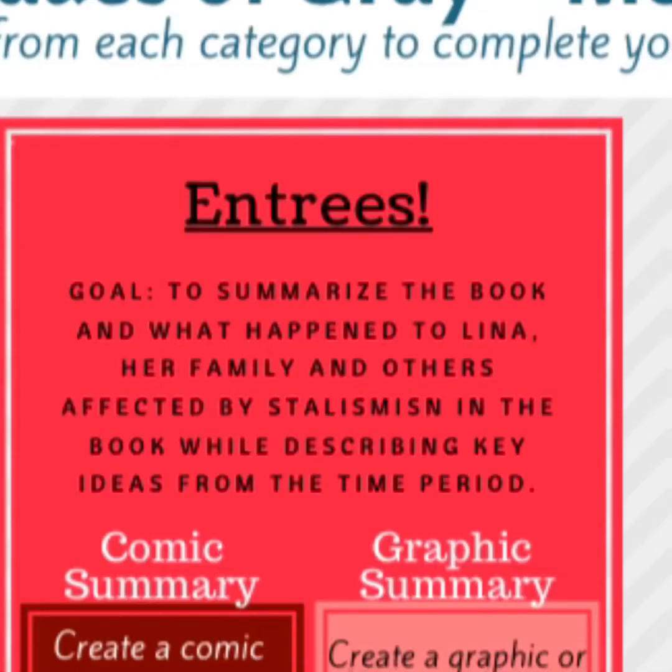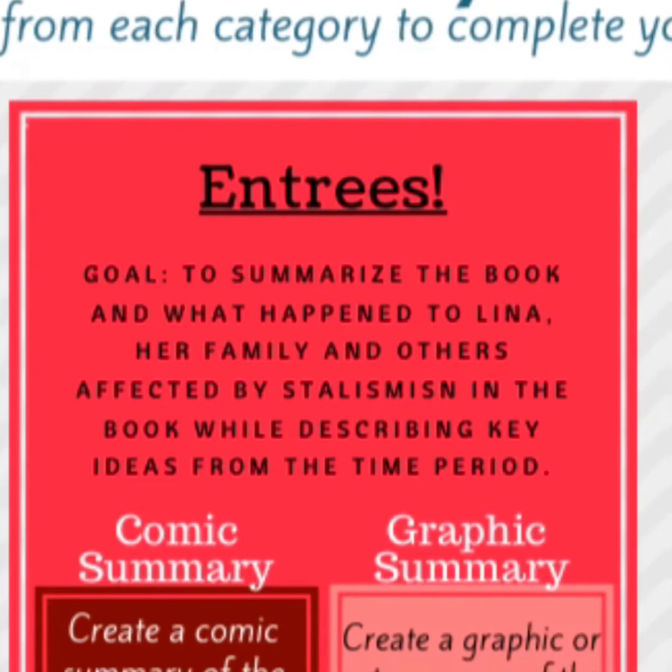So for the entree, the whole point is to summarize the book and what happened to Lena, her family, and the others affected by Stalinism. And then you're going to also make sure to include some key ideas from the time period. So I would try to hit on pieces about what they did at the collective farm, maybe something about purging people who didn't agree with Stalin, that sort of thing. But you're going to summarize the book at the same time as doing that.